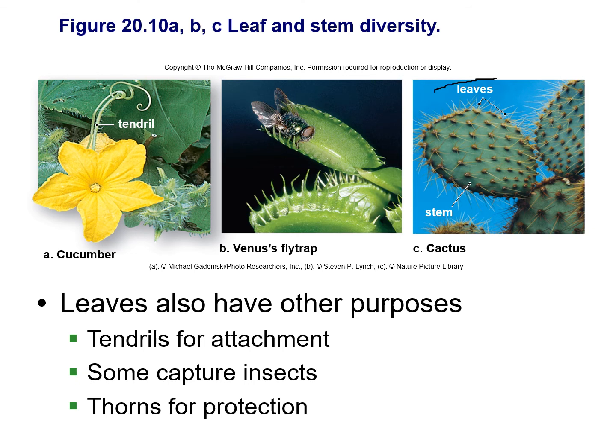And then others will have no leaves at all. Their leaves are right here on the cacti. They're just thorns, and that's meant for protection.